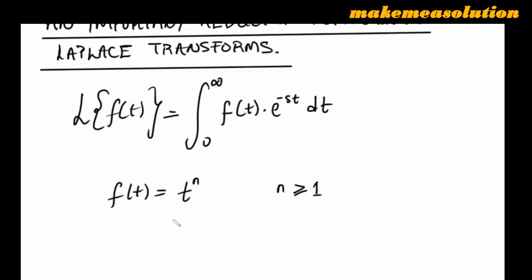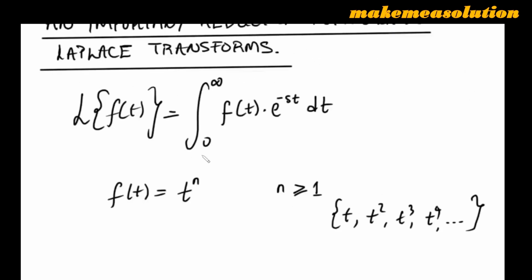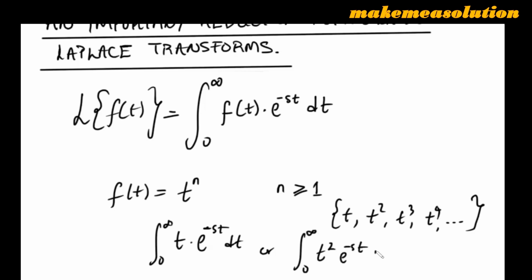Okay, so when you have things like t square, t cube, t4, and so on and so forth. So how do you carry out something like that, especially when you want to find the Laplace transform? For instance, the integral from 0 to infinity of t times exponential minus st dt, or you want to find the integral from 0 to infinity of t square exponential minus st dt, and so on and so forth.